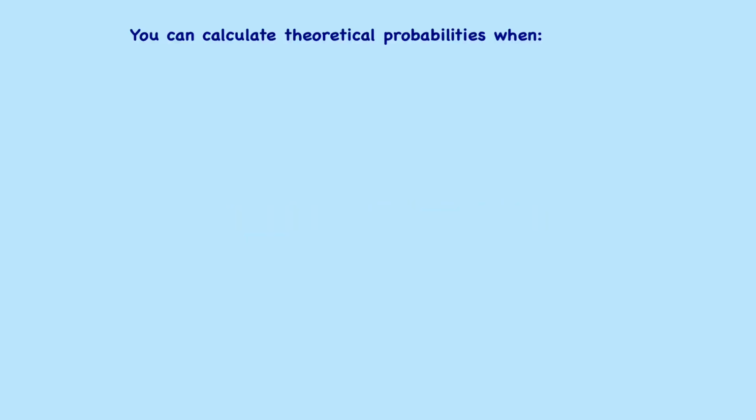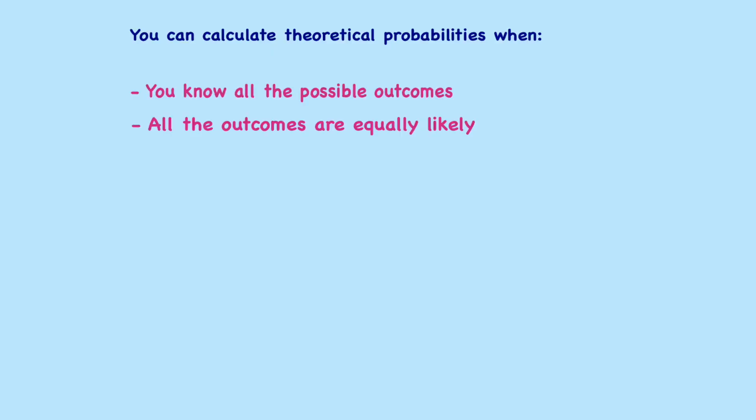Experimental probability. You can calculate theoretical probabilities when you know all the possible outcomes and all the outcomes are equally likely. Sometimes, however, you might not know what all the outcomes are.